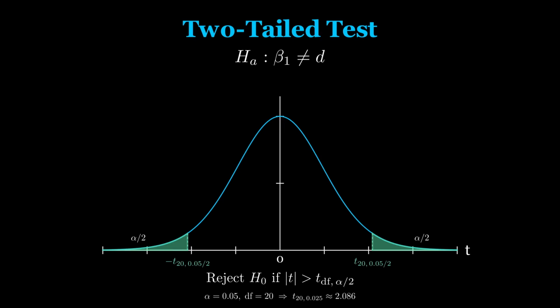Notice that the two-tailed critical value, here 2.086, is larger than the one-tailed value of 1.725 because the test applies a stricter cutoff in each individual tail.